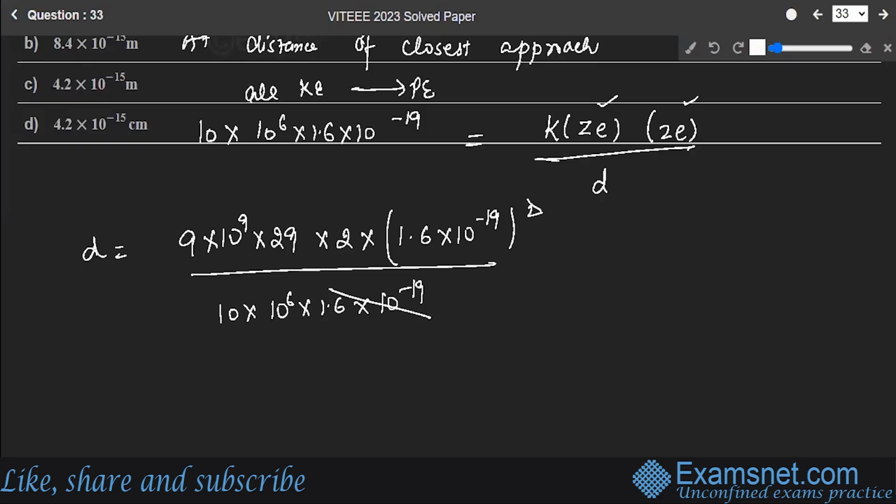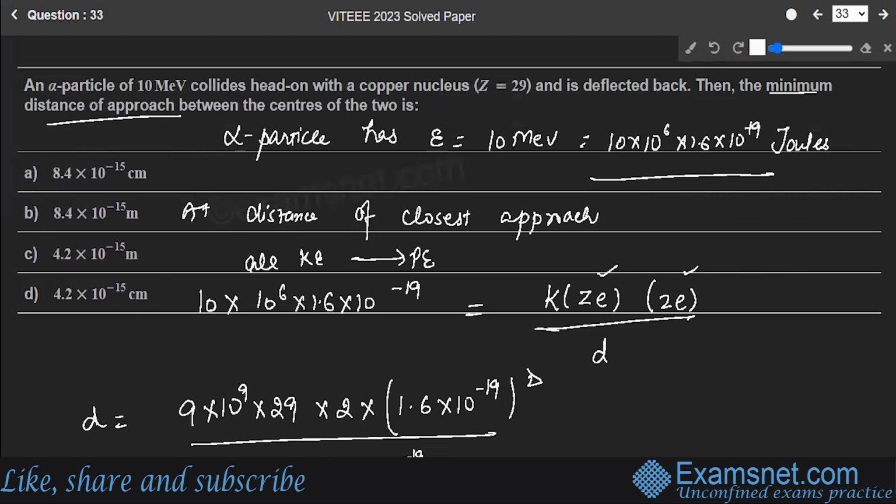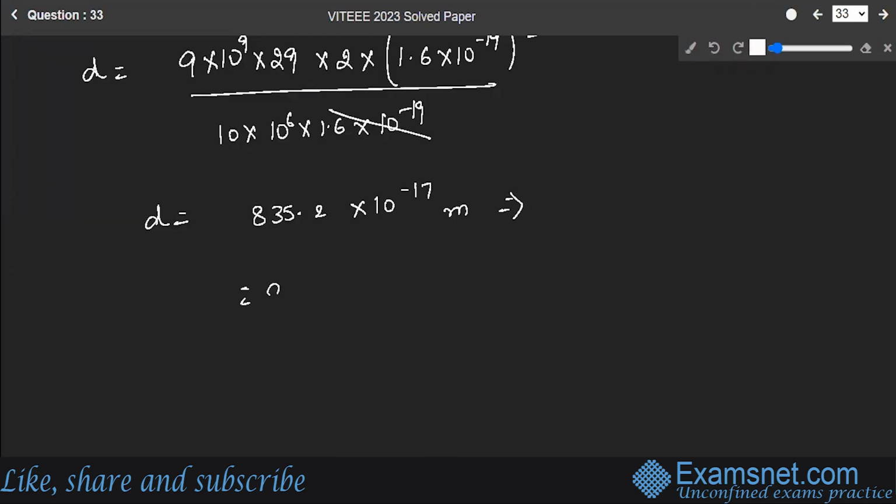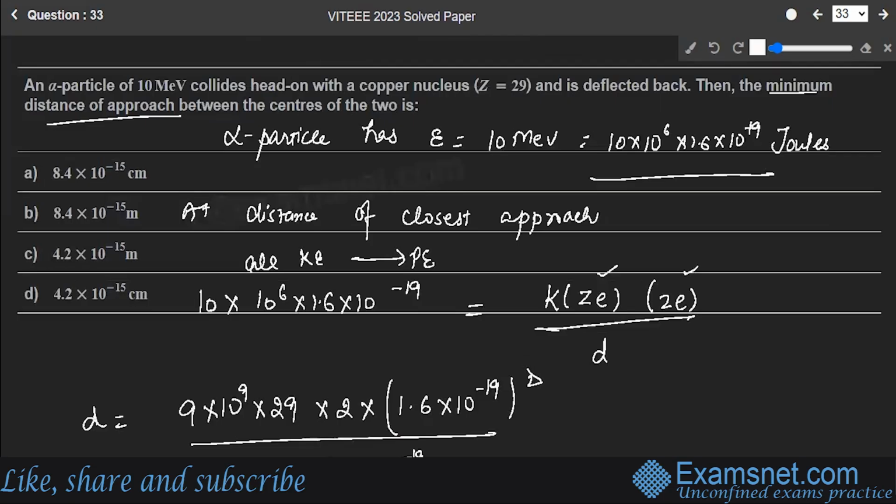And on solving this, you will get that d is equal to 835.2 into 10 power minus 17 meters, which is equal to 8.4 into 10 power minus 15 meters approximately, right? That makes option B the correct answer to the question. Hope you understood that. Let's move to the next question, number 34.